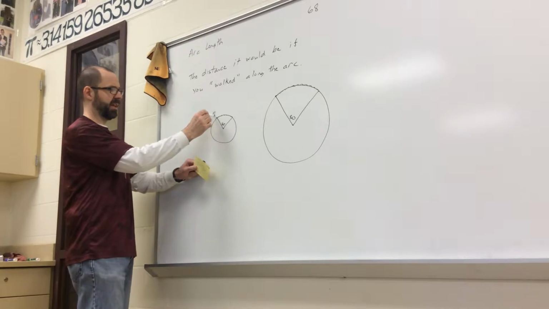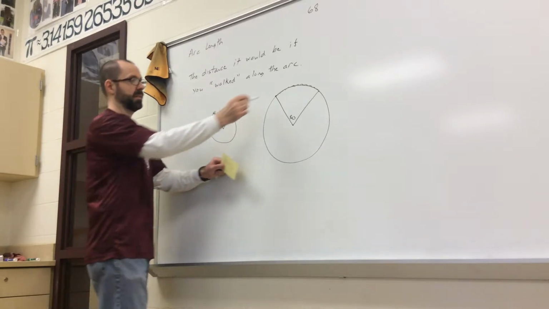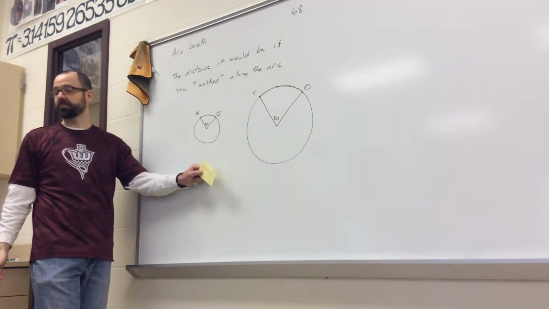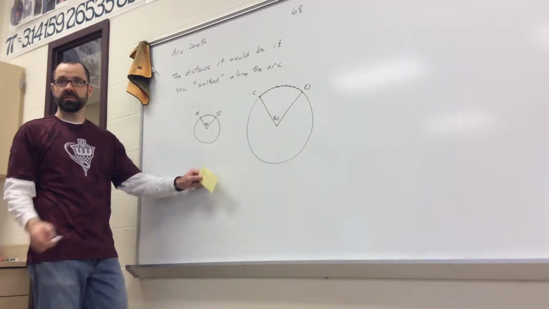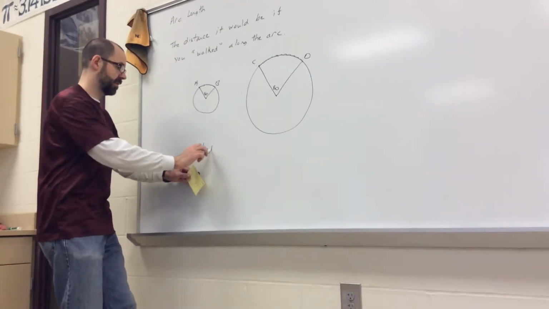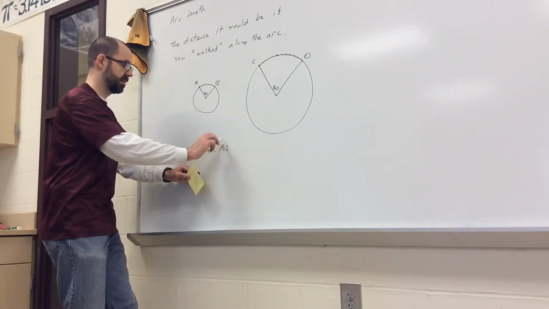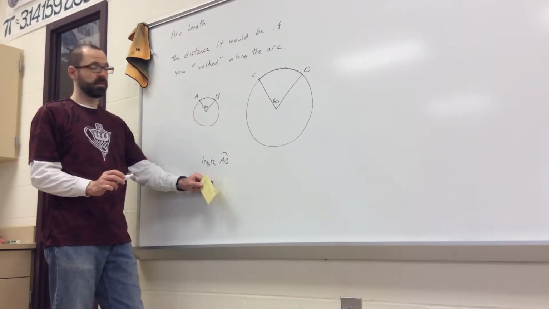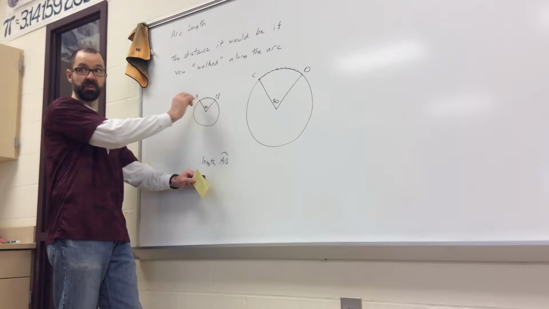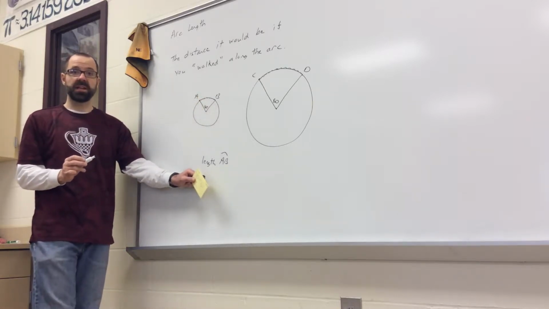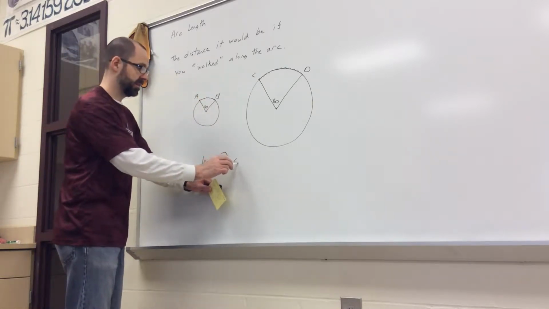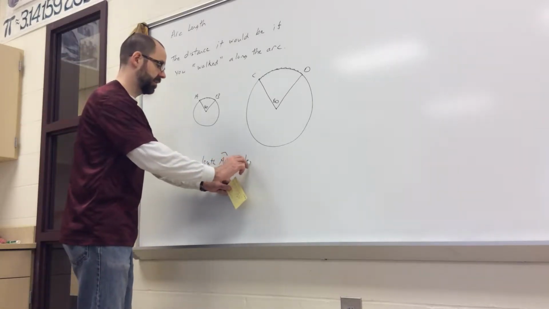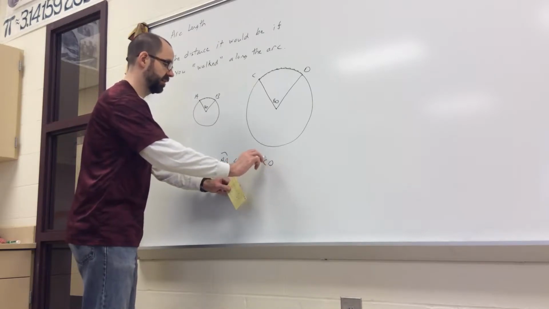So I'm going to call this A and B, and this C and D. So the length of AB, how many inches it would be if you walked that. The length of AB is less than the length of CD.